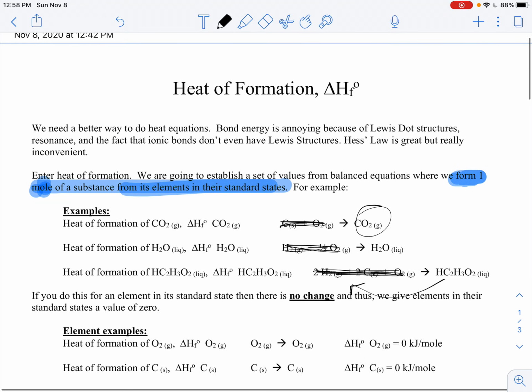So that's how easy this process is. You add up the products, you subtract the reactants, and you're done. You don't have to worry about bond energies. You don't have to worry about adding or subtracting equations or anything. You just add up the products, subtract the reactants.